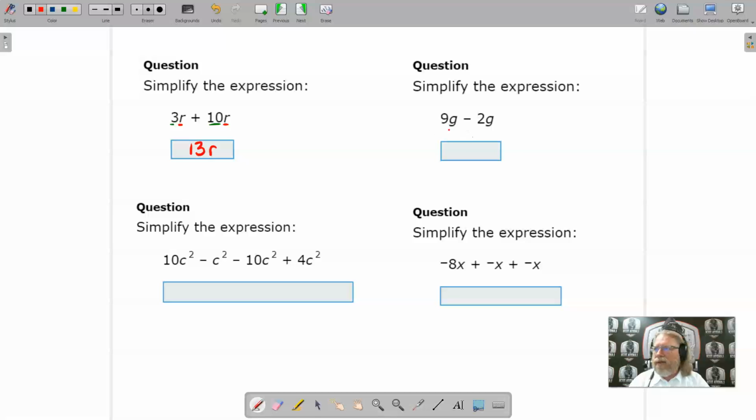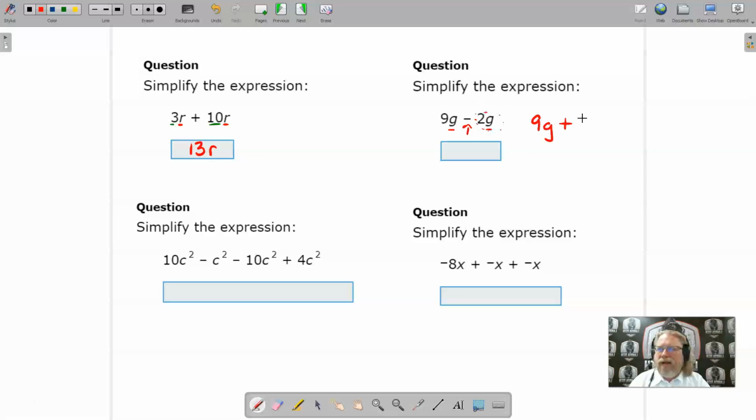So next one, we have terms of g. And, well, notice this is subtraction, right? So let's change this subtraction over to addition. And this is 9g. We're going to change the sign to addition, then take the opposite of the value that follows.